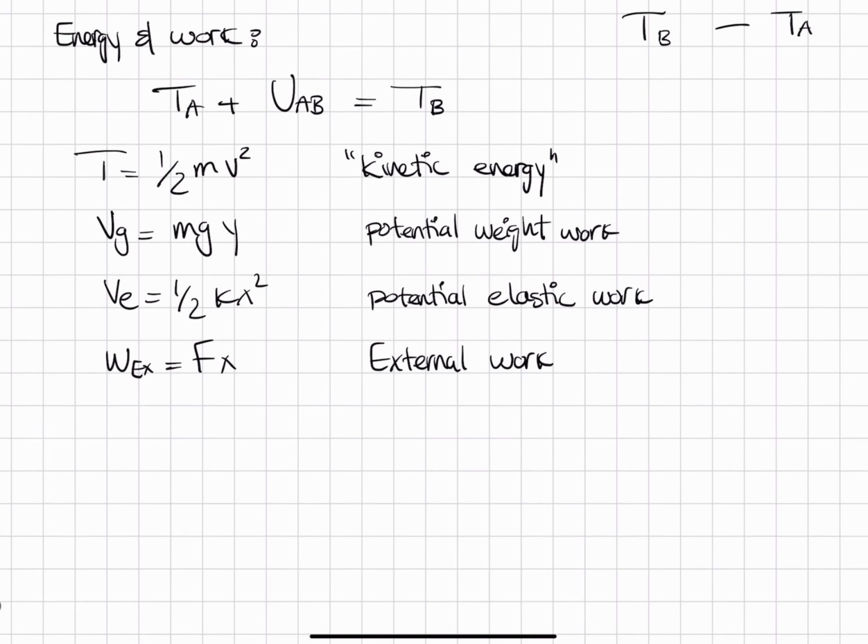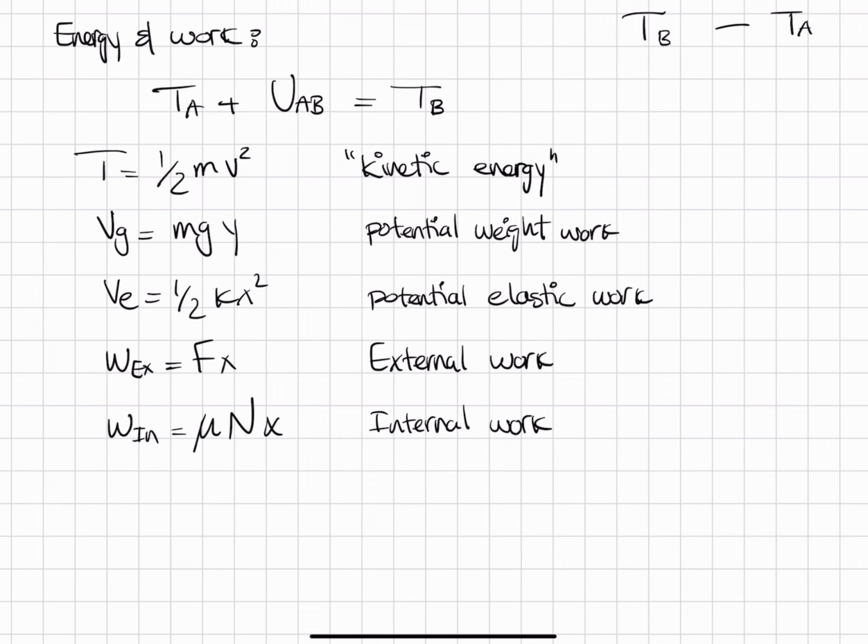We also have internal work that's being done. Usually internal work is all those frictions that are applied over the displacement trajectory. So we have mu n, right? Mu n is the coefficient of friction times the normal force, and this is multiplied by x again. So we call this internal work.